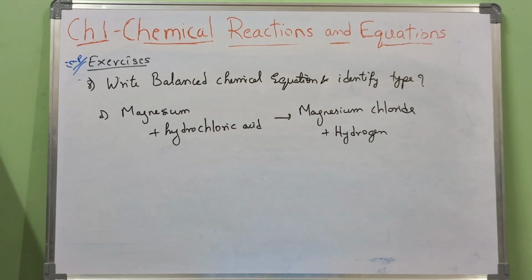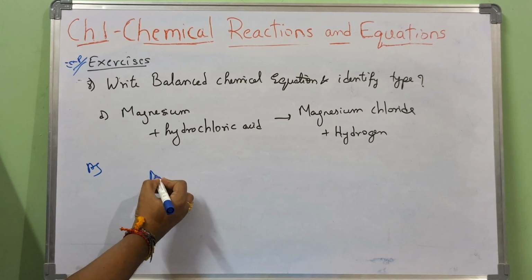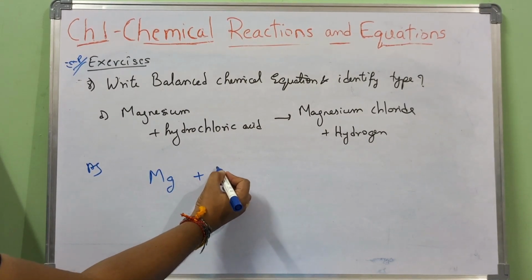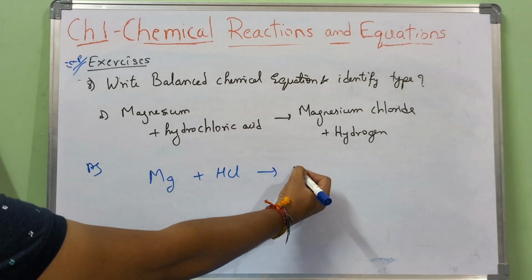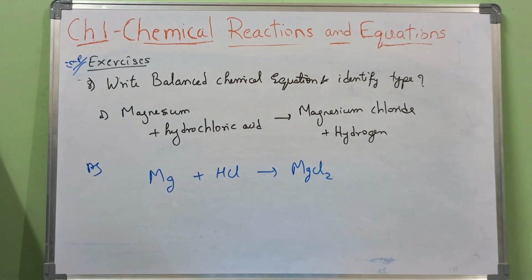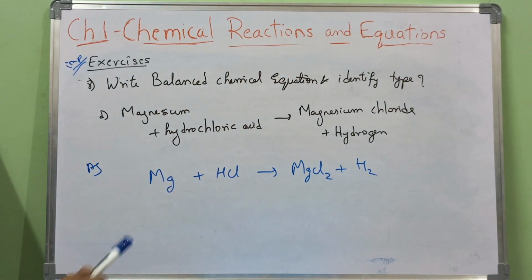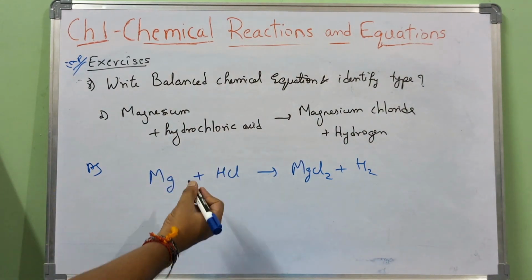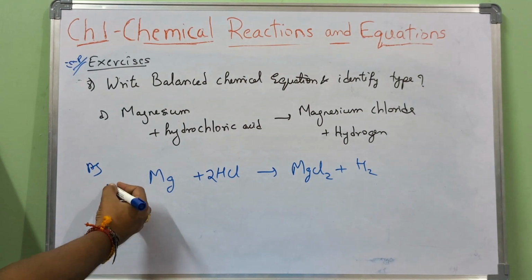In the D question, they are saying that magnesium is getting reacted with hydrochloric acid to form magnesium chloride and hydrogen. So let's see the solution for it. Magnesium, symbol Mg, plus hydrochloric acid, which is HCl, is getting combined to form magnesium chloride, that is MgCl2, plus hydrogen gas, which is H2. So let's balance. Magnesium 1 and 1, hydrogen 1 and 2, so this has to be 2 here. Chlorine now becomes 2 and 2, so this is a balanced chemical equation.